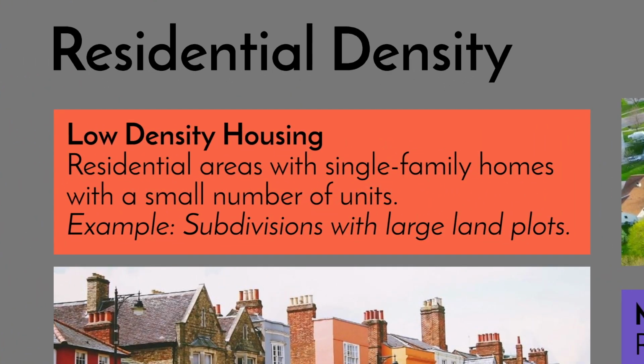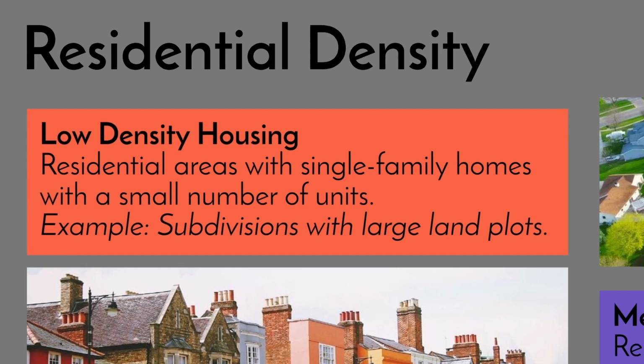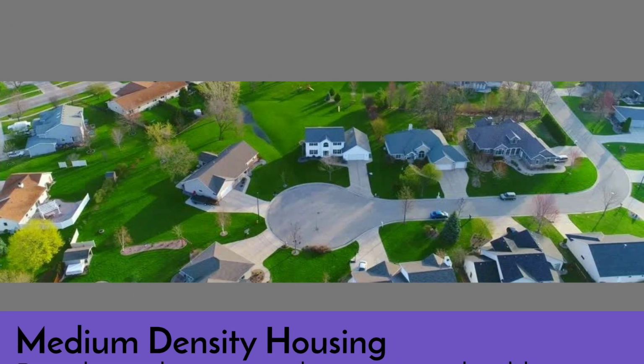Many of you are familiar with this concept. These are residential areas with single family homes and a small number of units. Good examples of this are subdivisions in Milton with large plots of land. So this would be an example of low density housing. Everyone has very large yards, the houses are far apart from each other, and everyone has their own driveway and parking space. These suburbs are extremely common outside of big cities all across America.